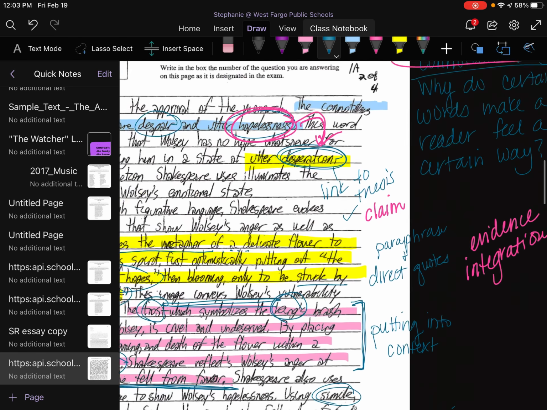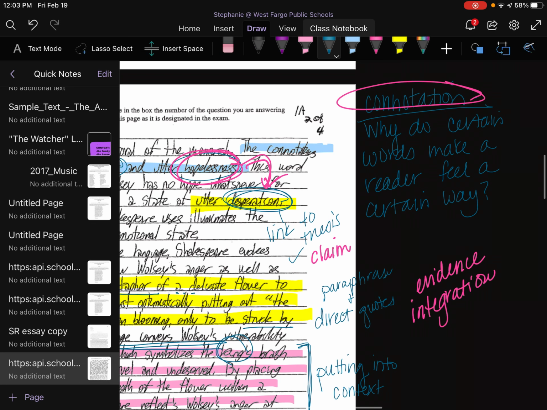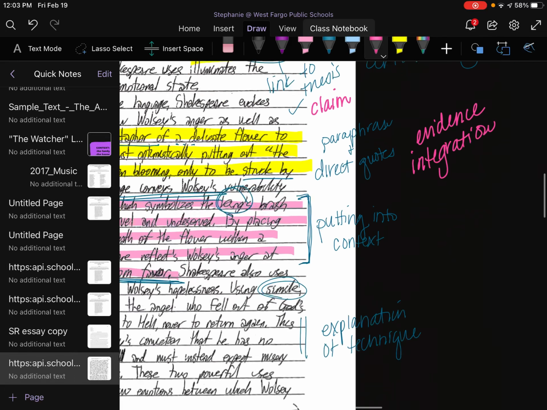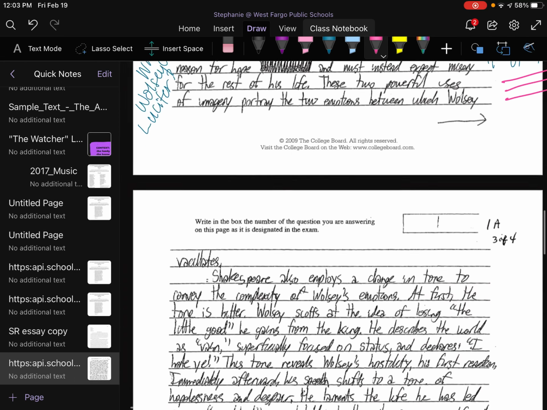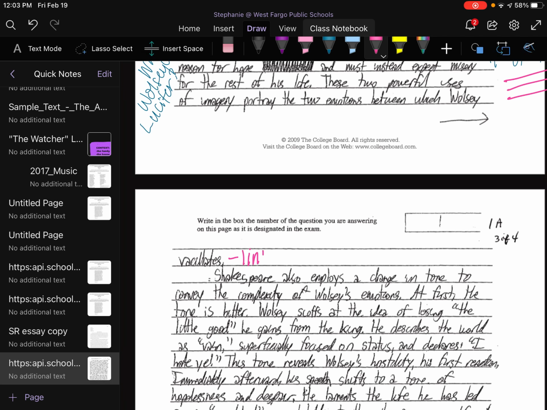So again, just like we talked about up here with connotation, it's so important to explain the technique. Analytic writing is about how, so you need to explain to me how this evidence, like I said before, is connected to a technique. And in this particular one, he does have a link to thesis here. It's not the most elaborate or thorough link to thesis, but he does kind of relate back to this idea of the two emotions.